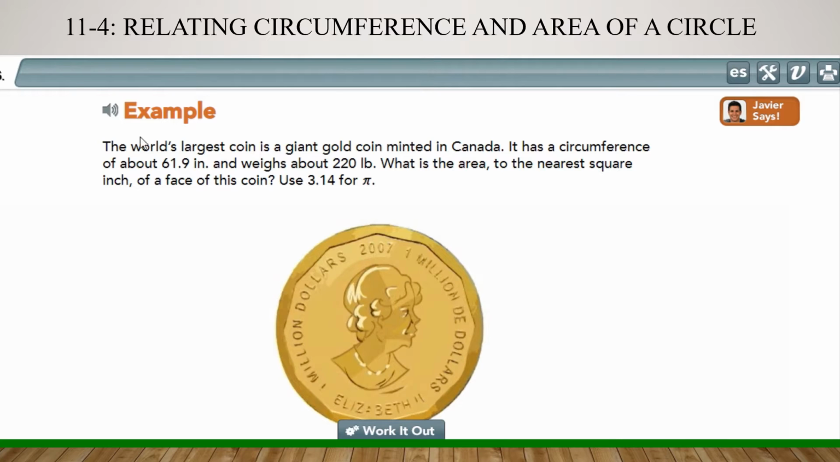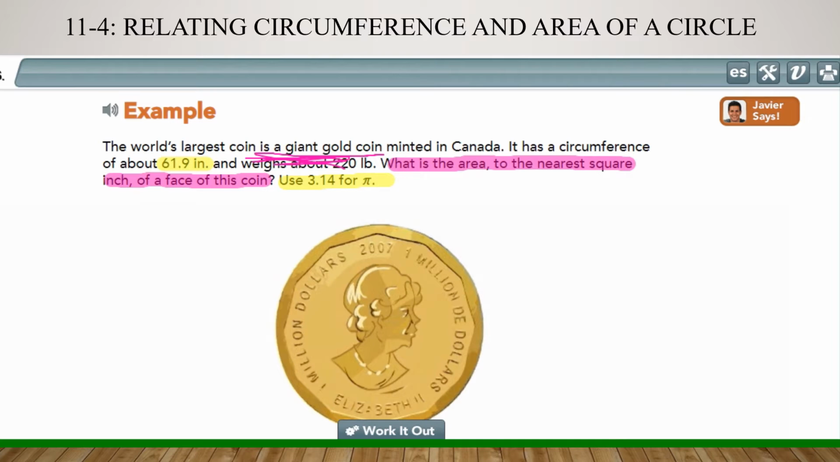Our given information is telling us that the circumference is 61 9/10 inches. And it's also telling us to use 3.14 for pi. Now, the information that is there to distract us will be the weight. We do not need to know the weight in order to find what this question is asking, which says, what is the area to the nearest square inch of the face of the coin? So we have to find the area, and we do not need to know the weight in order to find the area of the coin.